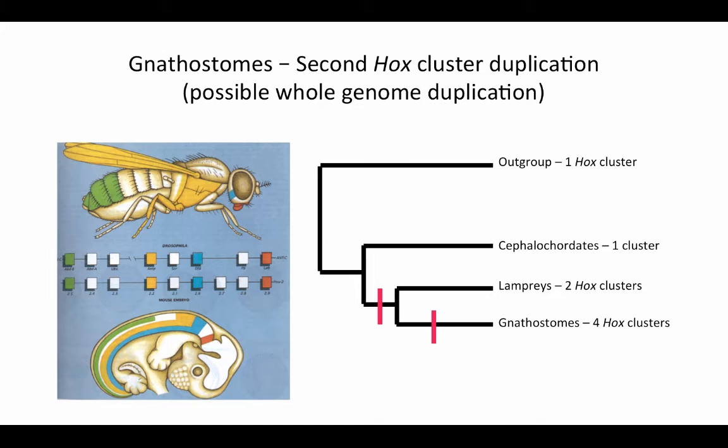If we look at the phylogeny, the outgroup, which would be something like a fruit fly, the protostomes, we see 1 Hox cluster. In the cephalochordates, we also see 1 Hox cluster. Here we have this first Hox gene cluster duplication, and in lampreys we see the 2 copies of all the Hox genes. And then when we get to the gnathostomes, we see another doubling of both of those 2 sets of Hox genes for a total of 4.